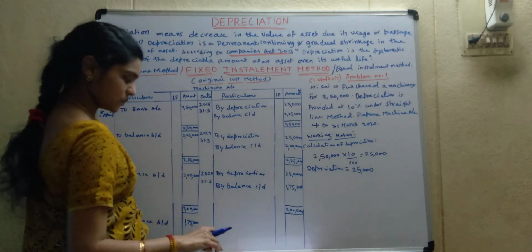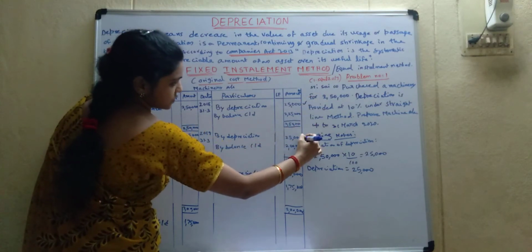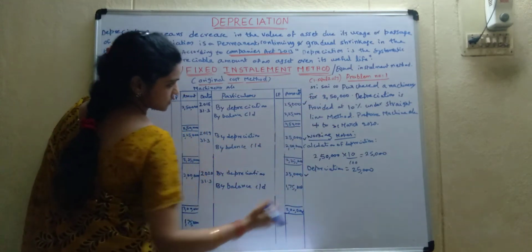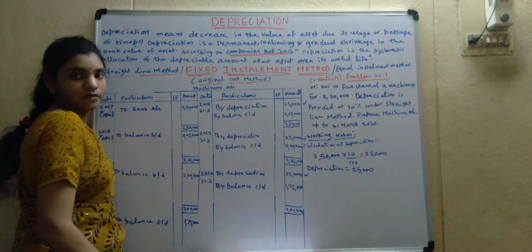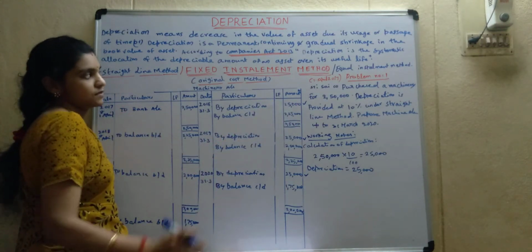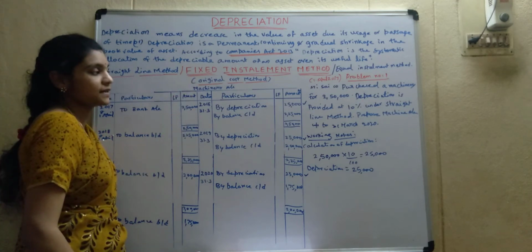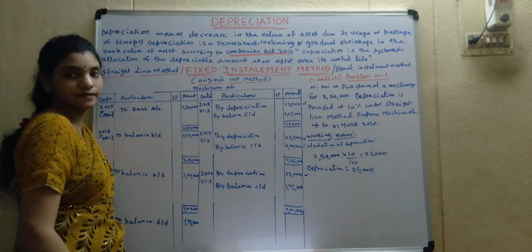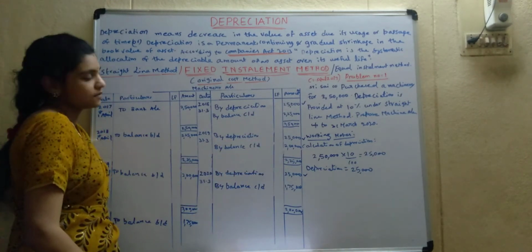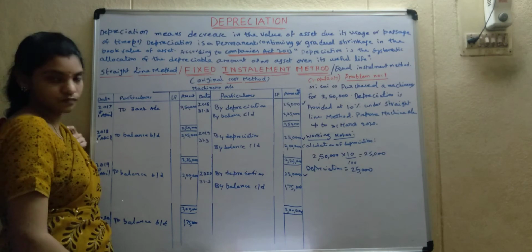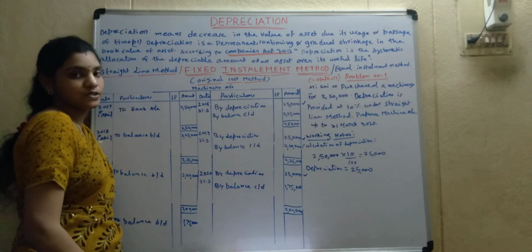What's the amount of depreciation charged here? 25,000, 25,000, 25,000. Is there any change in the depreciation amount? No. Why? Because it is the fixed installment method. But in the case of the diminishing balance method, it changes year by year. Any doubt? In the next class, we will discuss the diminishing balance method.